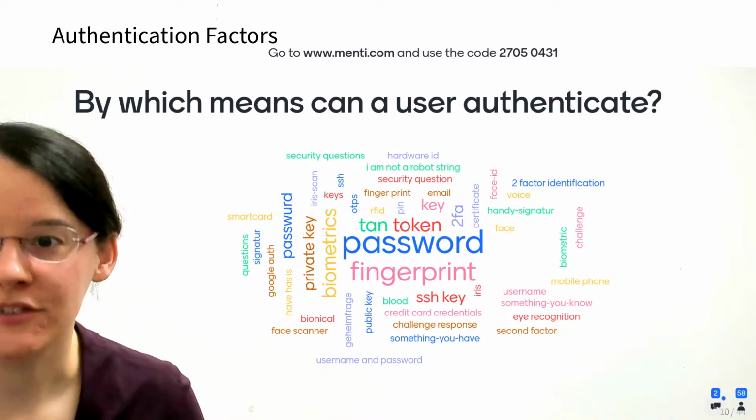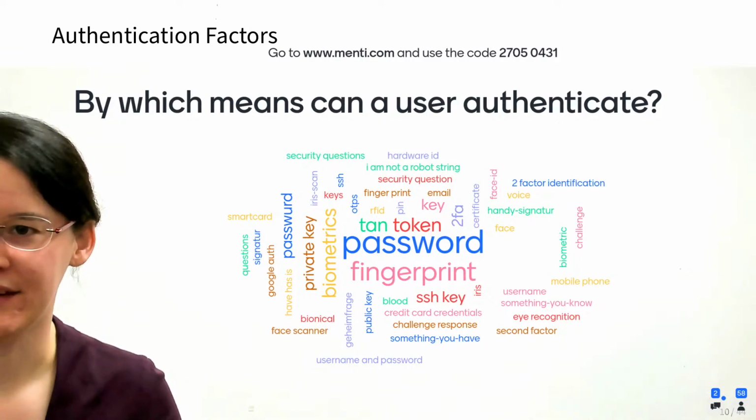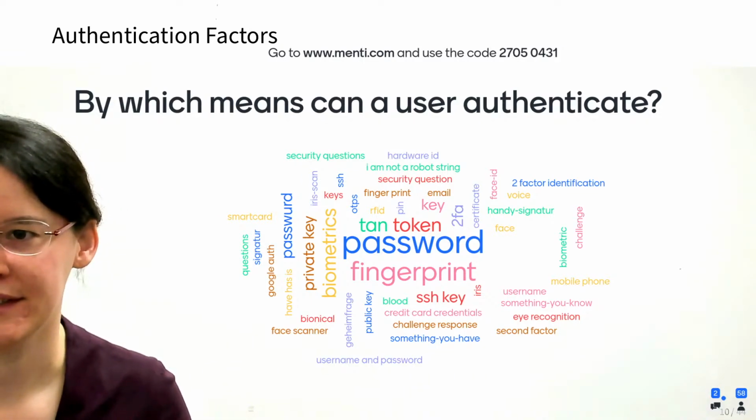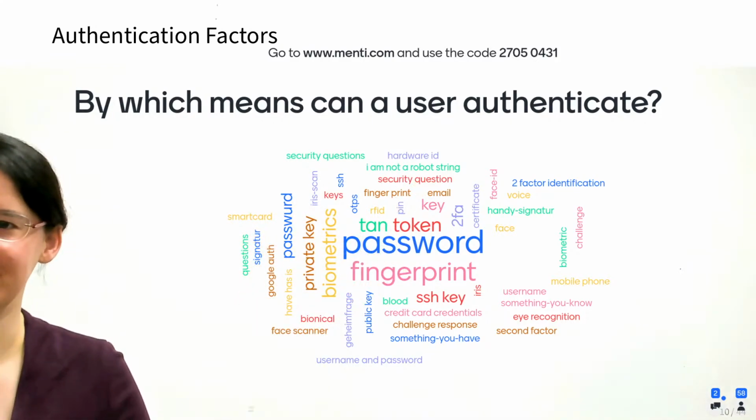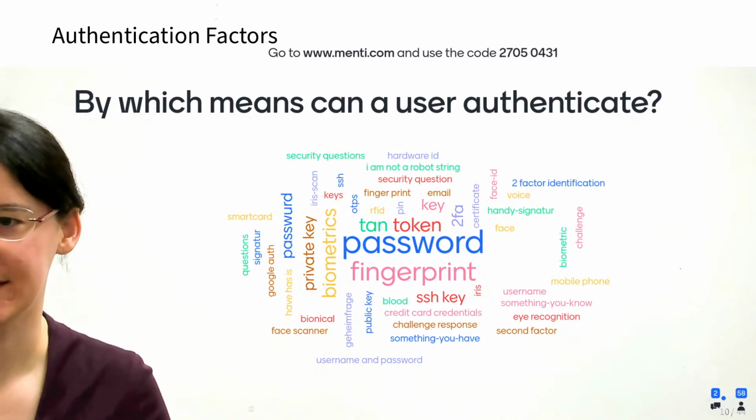So which ones did I miss? Voice is another. Voice and Face ID are two more examples of biometrics. Possessing an email is an interesting one. So having access to an email, yes.